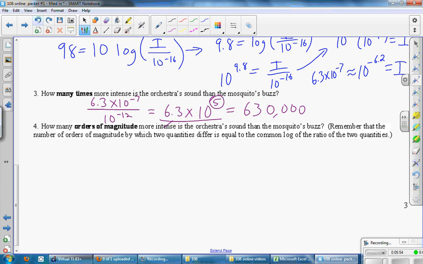So the number of orders of magnitude is just the power of 10. How many more powers of 10 does the one number have than the other? It's approximately 5, but it's a little more than 5. But we can find out exactly what it is by using the hint in the parentheses. Remember that the number of orders of magnitude by which two quantities differ is equal to the common log of the ratio of the two quantities. So we saw that in the class notes. It is a mouthful, but all we have to do is take the log of the ratio.